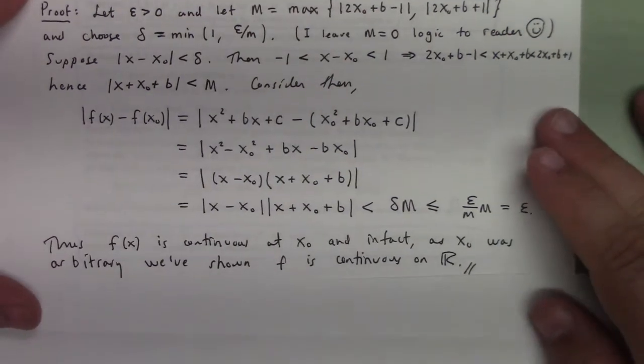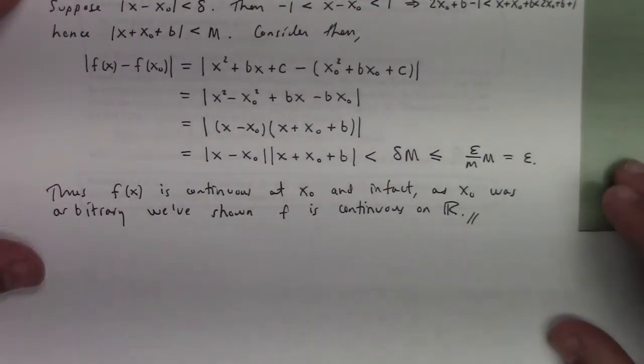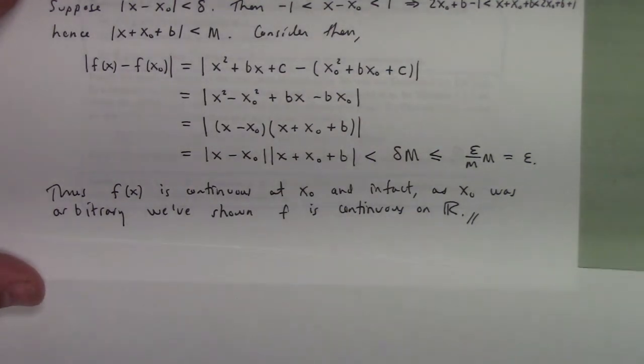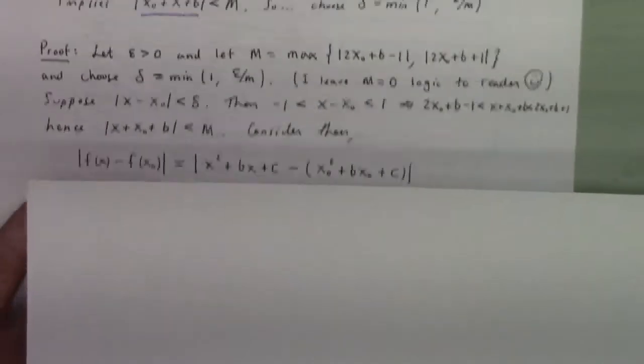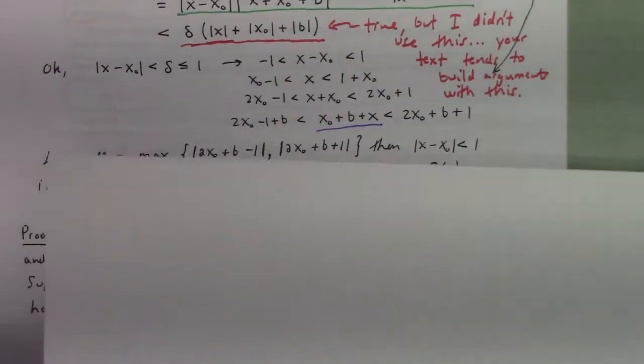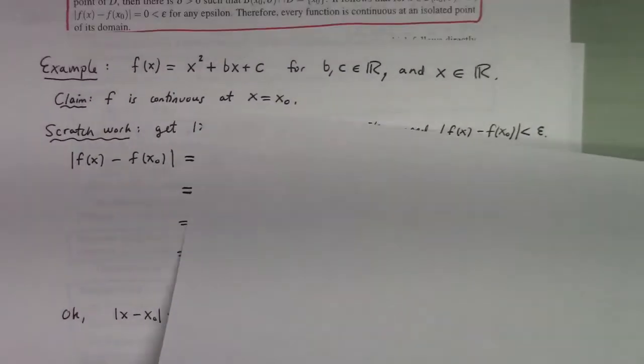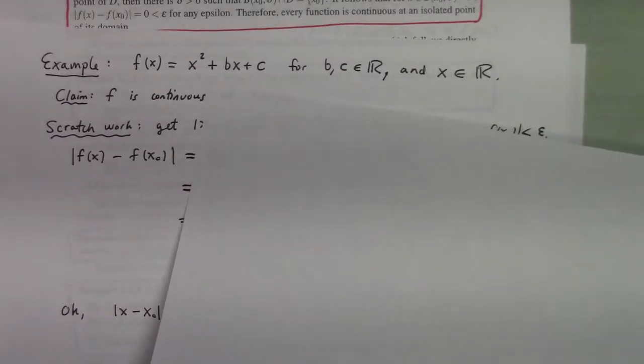f of x is continuous at x naught, and in fact, as x naught was arbitrary, we've shown that f is continuous on the reals. So there you go. There's an example for you, not in the notes. I mean, not in the textbook. And I hope it helps you. Maybe I might on the test give you a similar example, but I'd actually put numbers in for b and c. I thought it'd be fun to do it with b and c arbitrary.